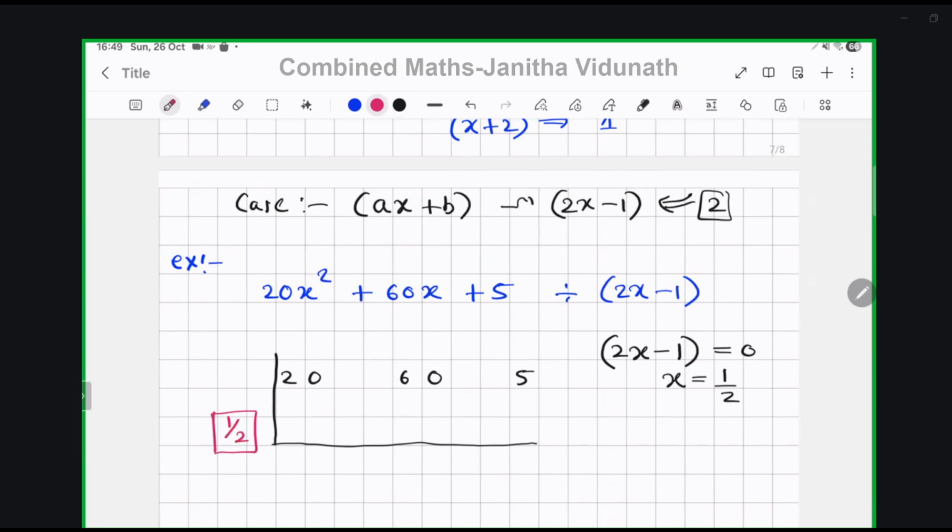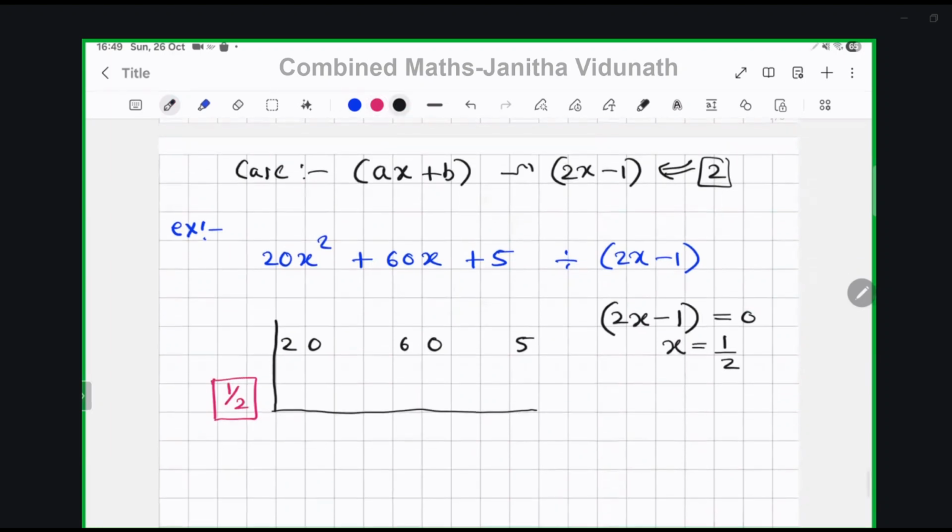By setting the divisor to 0, we get x equals half. Then we put that number inside the box. Then we do our synthetic division process. First we bring down the first coefficient, that is 20, and multiply it with the number inside the box. That means 20 times half is 10. Then we pass that to our next column.